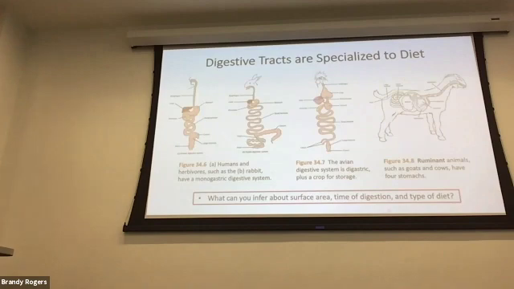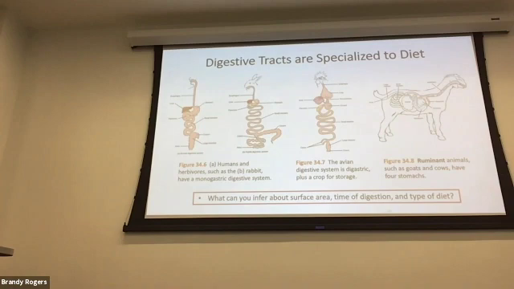All right. Let's look at specialized digestive tracts really quickly. This is what I was getting at when we were talking about herbivores versus carnivores and so on. Humans and herbivores have a monogastric digestive system, that is one stomach and intestines, right? So here's us again. This looks familiar.